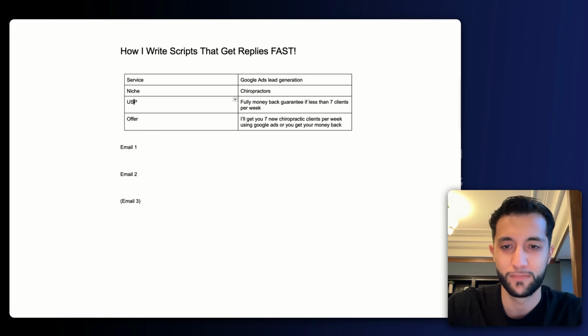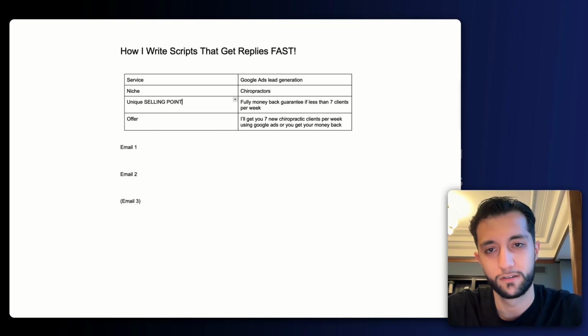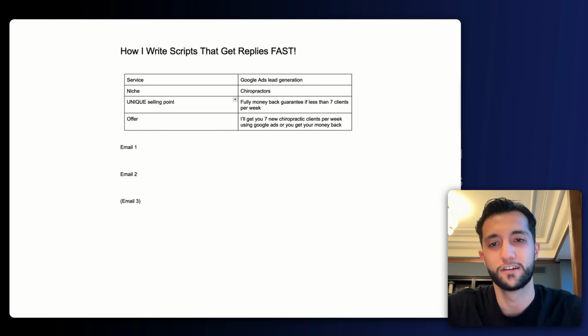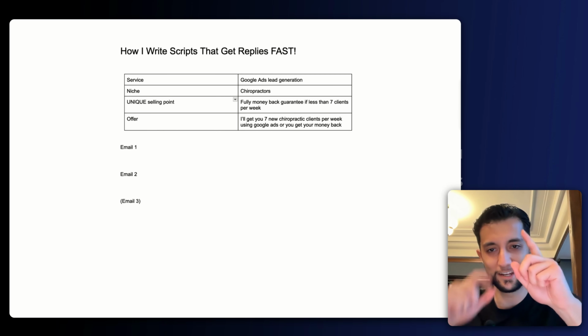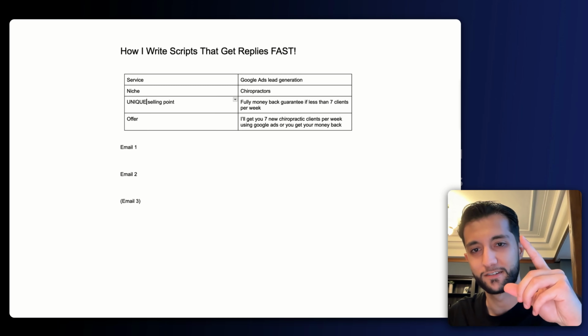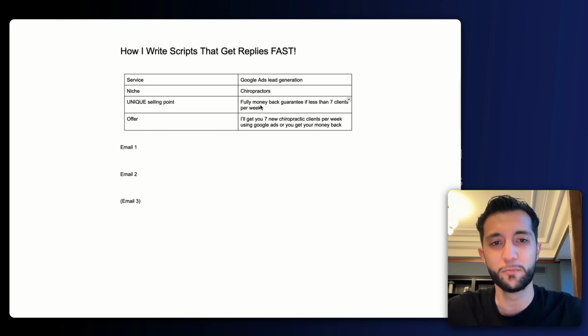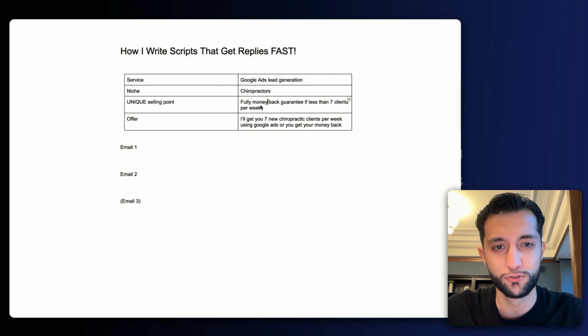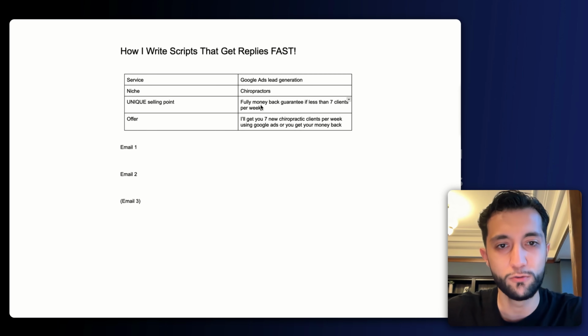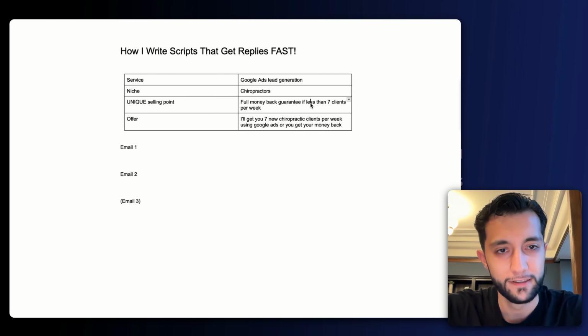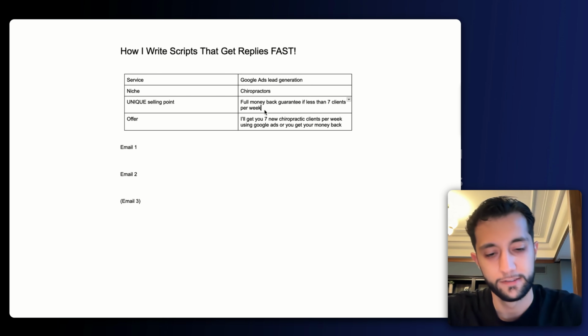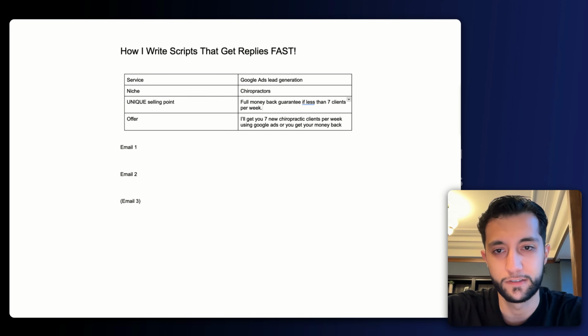A USP, a unique selling point. Actually, I wanted to make this in caps. Unique. What's unique? The definition of unique is that there's only one person that can say this. Everyone can say that you care about your clients, but it doesn't even mean anything. It's just AI gibberish. What do you actually do that separates you from everyone else? That's your unique selling point. With that said, a full money back guarantee if less than 7 clients per week. That's a unique selling point. That is actually extremely decent.